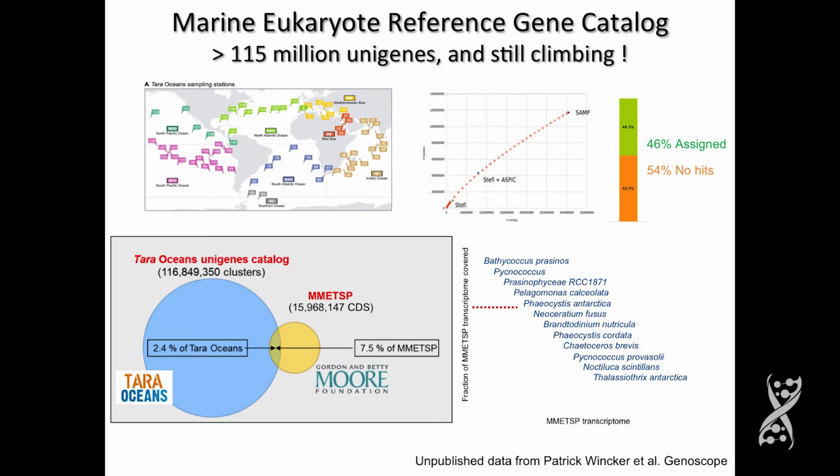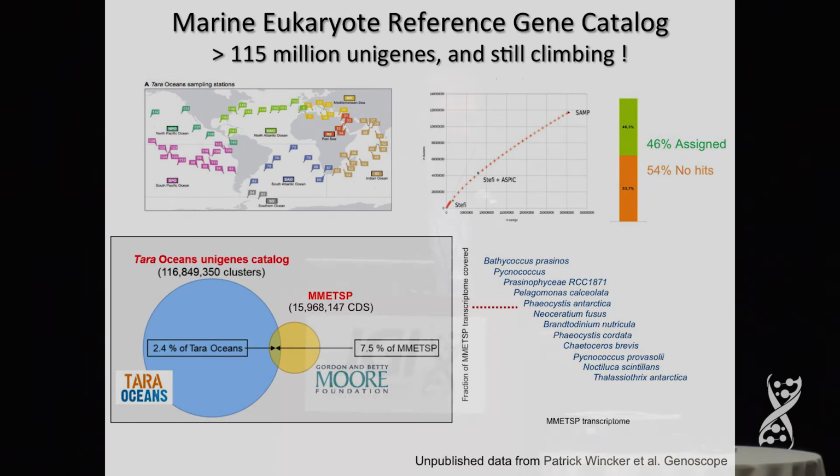So on the bottom there, you see the overlap between the 115 million unigene catalog from Tara and the 15 million or so from the Moore Foundation sequences. And actually the overlap is pretty lousy. Only about 2.5% of our genes overlap with the Moore Foundation sequences. And this, I think, underlines the fact that most of the microeukaryotes that we have in culture are really not representative of the most important organisms that are out there in the ocean. Okay, so there's work to do there to figure out what these organisms are.